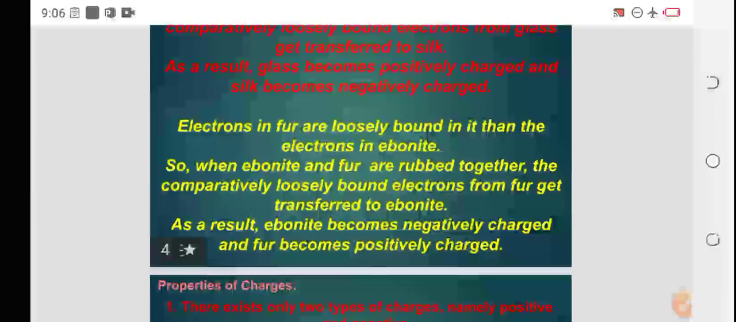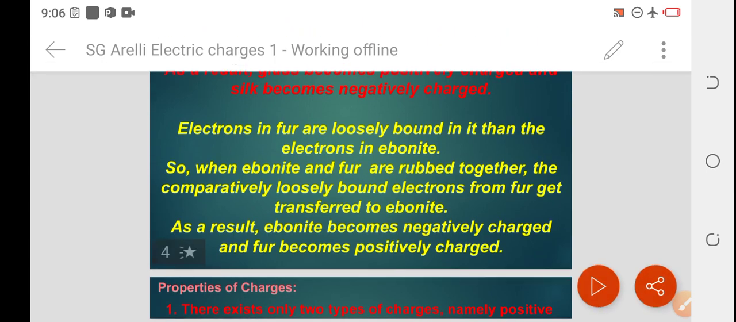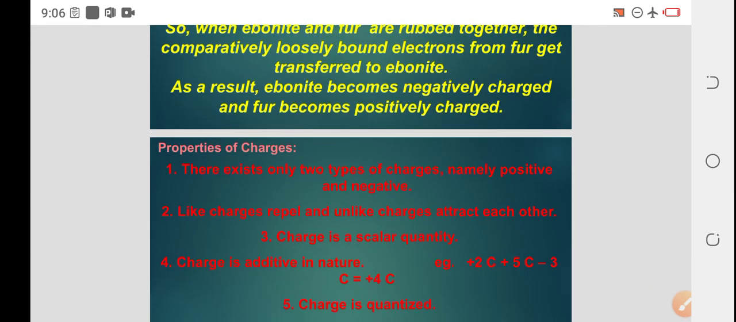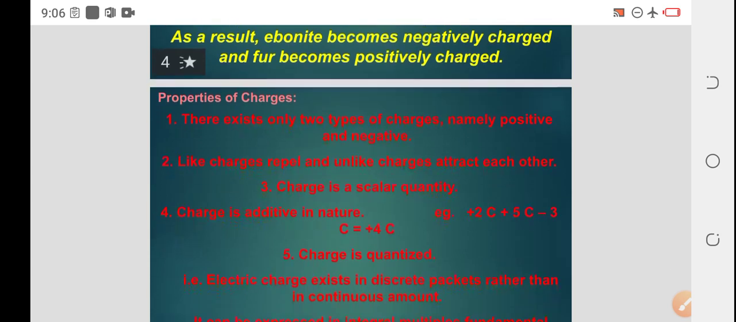That means in the electrification process, what is electrification? Electrification is nothing but rubbing of two bodies. When two bodies are rubbed together, the electrons shift from one surface to another surface, and this phenomenon is called electrification. From the process of electrification, electricity is produced.